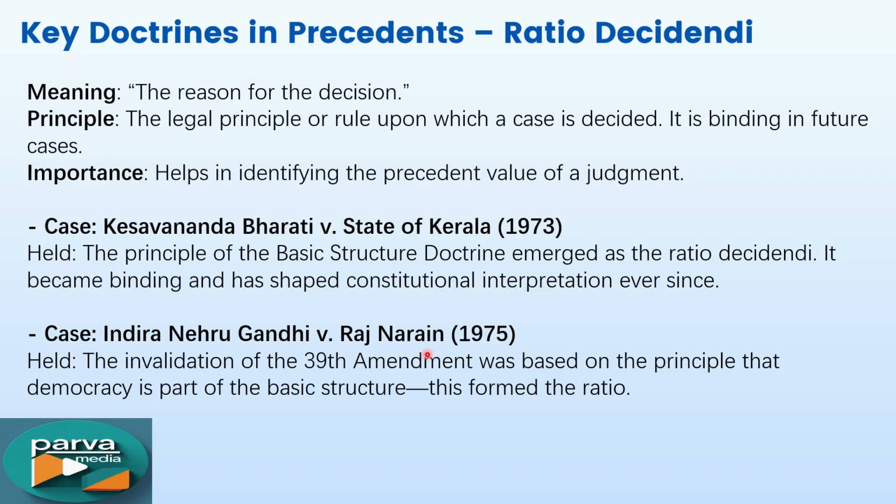And the other case is the Indira Gandhi versus Rajnarayan case. Here the Supreme Court struck down the 39th Amendment, asserting that democracy is part of the basic structure of the Constitution. This reasoning formed the ratio decidendi, reinforcing the doctrine laid down in the Keshavananda Bharati case. So whatever reasons were given in Keshavananda Bharati, the same were used in Indira Gandhi versus Rajnarayan's case on the 39th Constitutional Amendment.